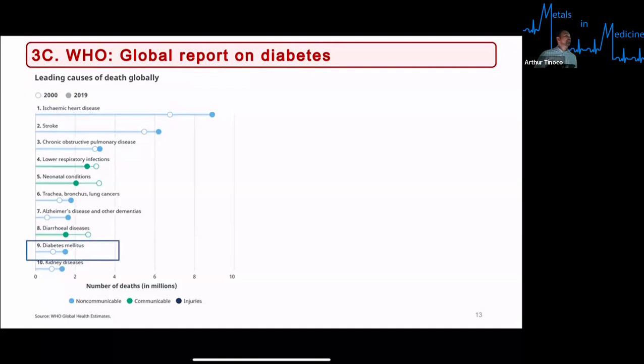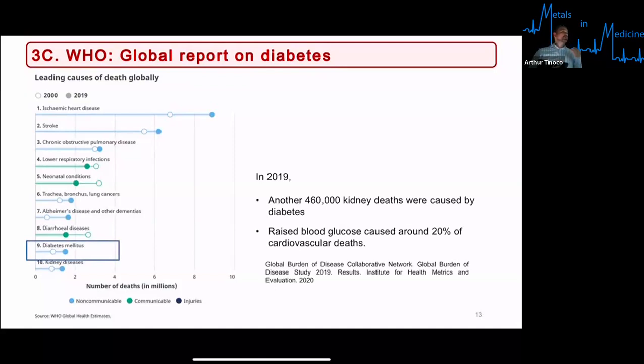In 2019, diabetes mellitus led to between 1.5 and 2 million deaths in that year. Also in 2019, there were another 460,000 kidney deaths that were caused by diabetes. So the primary cause was kidney, but the people had diabetes. And raised blood glucose also caused around 20% of the cardiovascular deaths.